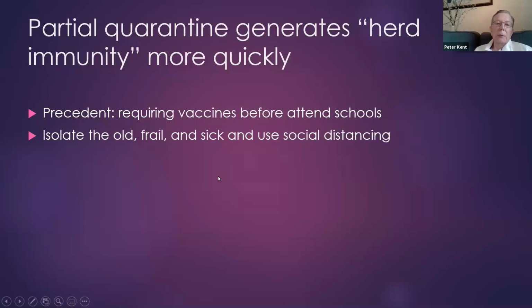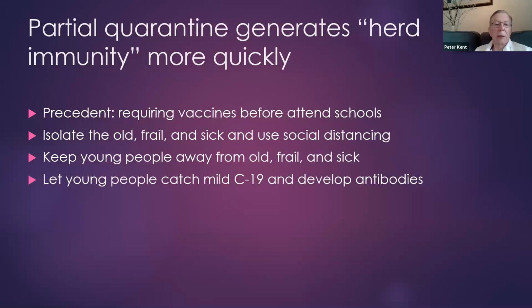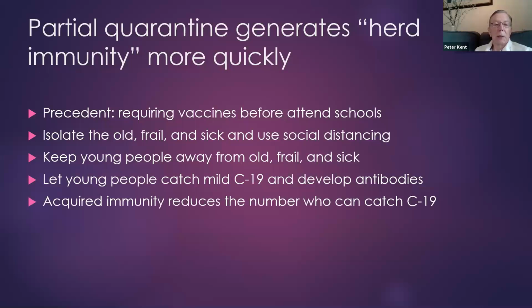You would isolate the old, the frail, the sick. Using social distancing, you would keep the young people away from the old, frail, and sick. You would let the young people catch a mild C19 and develop the antibodies. The acquired immunity would reduce the number of people available to the virus to replicate and therefore spread.